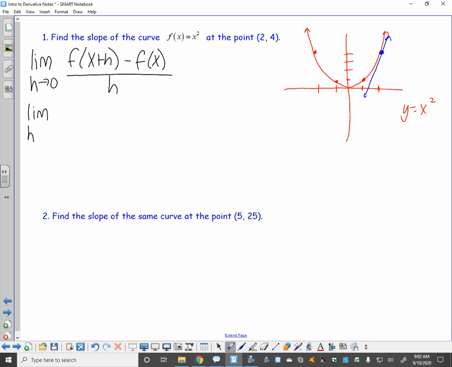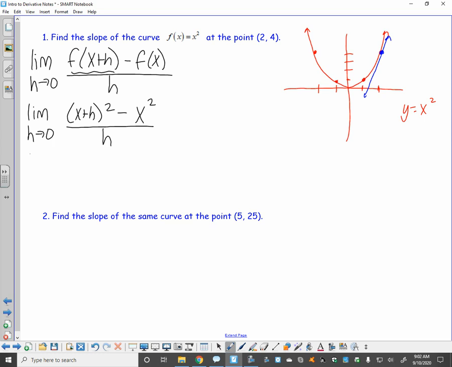So I have to have good notation. Keep my limit until I pull the trigger on the limit. So f of x plus h means take an x plus h and plug it in. So I would have x plus h squared, which I'll expand in a minute, minus f of x. So that's just plain old x squared, over h.